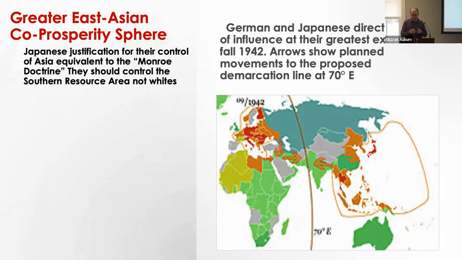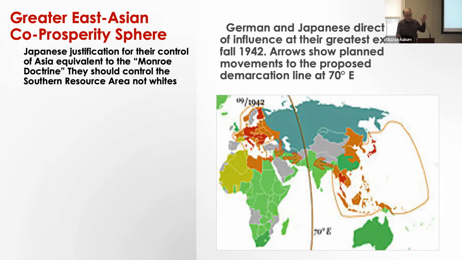That was to be included with what I always call the Southern Resource Area, which is obviously Indonesia, as we know it today, and Malaysia, areas where they could get a lot of natural resources. But indeed, their overall view was to create this Greater East Asian Co-Prosperity Sphere. The idea was simply that Asia should be controlled by Asians, not by the imperialist West. So it's the big goal.